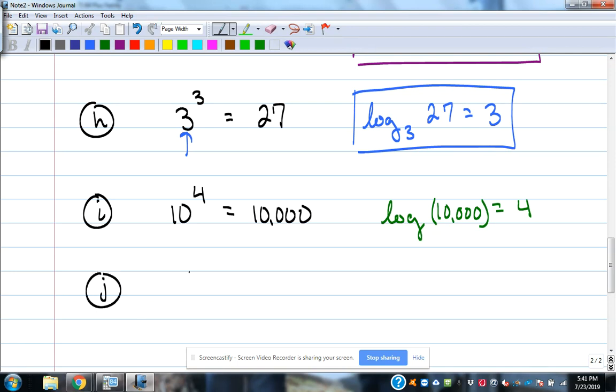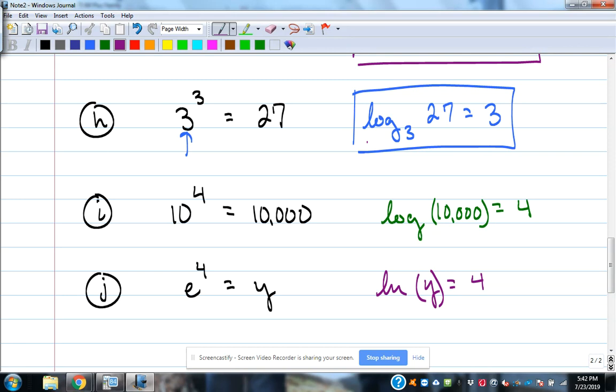Let's say e to the fourth power is equal to y. So e to the fourth power is equal to y. I'm just throwing a variable in there. Remember, e is not a variable. e is a number. So it's got a base of e. So we know that's the natural log of y is equal to 4.